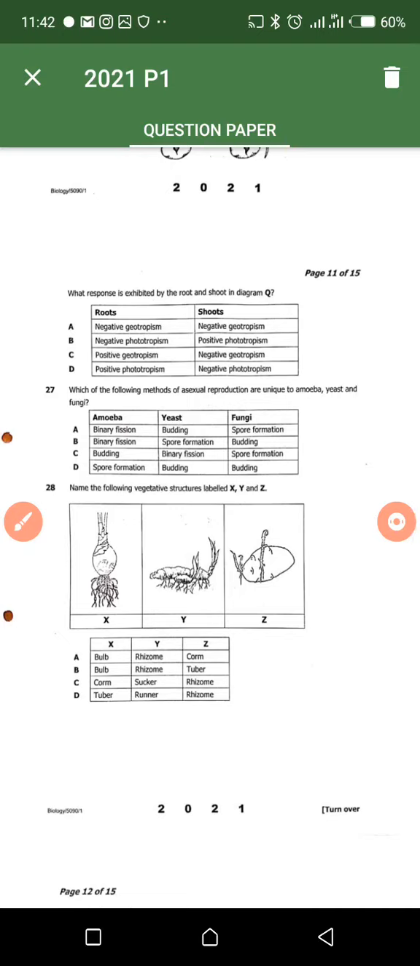Which of the following methods of asexual reproduction are unique to amoeba, yeast, and fungi? Remember from the lecture we had, amoeba carry out binary fission, yeast carry out budding, and fungi do spore formation. So the answer is A there.